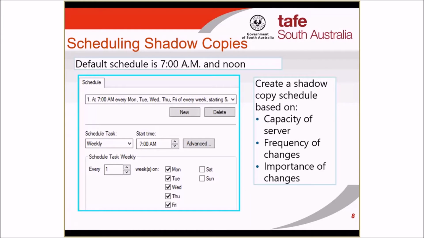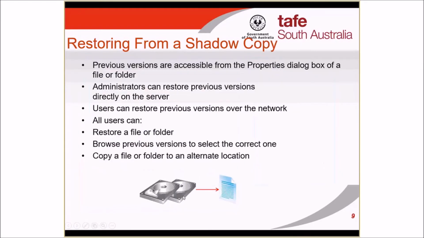So we can create a shadow copy schedule based on the capacity of the server, the frequency of the changes, and the importance of the changes. When we actually restore from shadow copy, previous versions are accessible from the properties dialog box of a file or folder. Administrators can restore previous versions directly on the server, but users can restore previous versions over the network. If you didn't understand that, it's quite an important thing to stress right this second, because it's not just an administrator task. What does that mean? That means that you don't have to be an administrator to use this shadow copy.